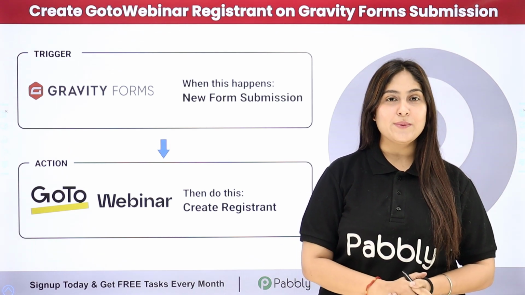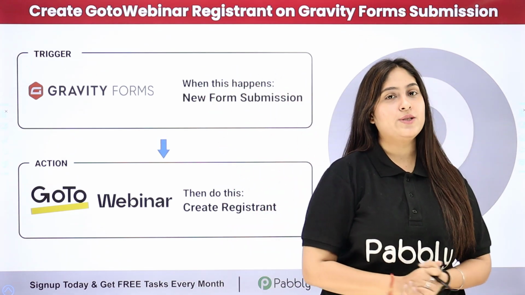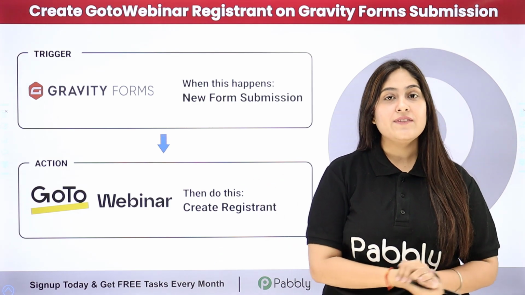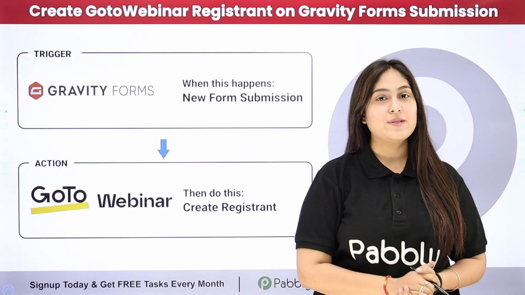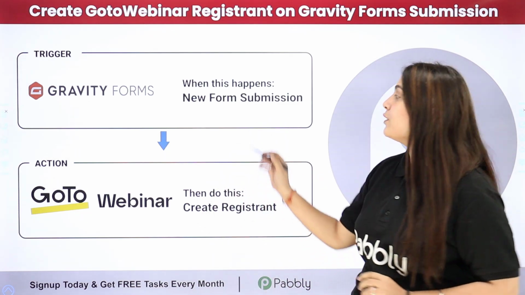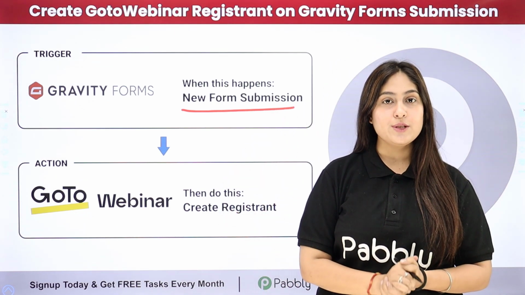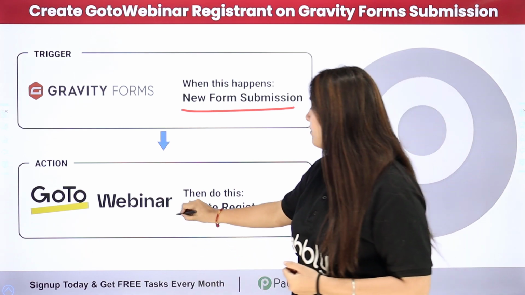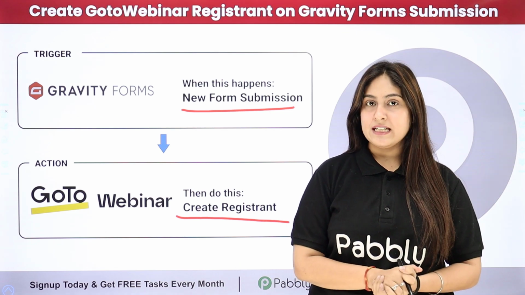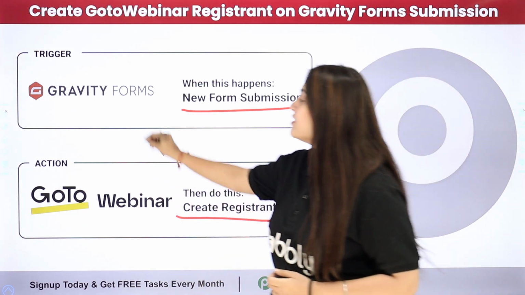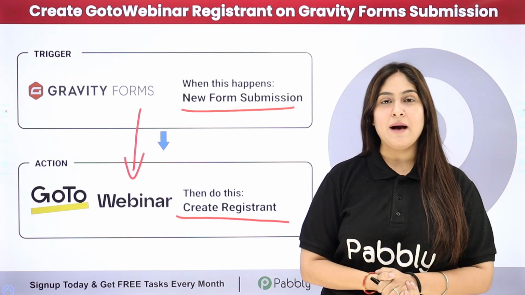In this video, we are going to understand how to create a GoToWebinar registrant on Gravity Form submissions. So here I'm hosting an online event using GoToWebinar, and here I've created a registration form using Gravity Forms. Now my objective is that whenever I receive a new form submission, the person who has made the form submission should automatically be created as a new registrant in my GoToWebinar account under that particular webinar. So to automate the entire process, I need to connect my Gravity Forms with my GoToWebinar account using an automation software named Pabbly Connect.